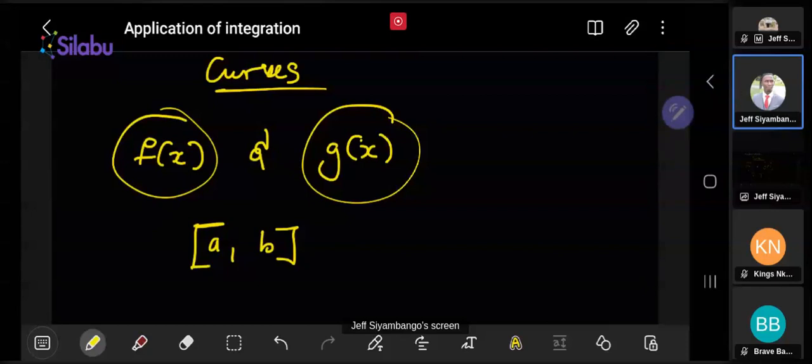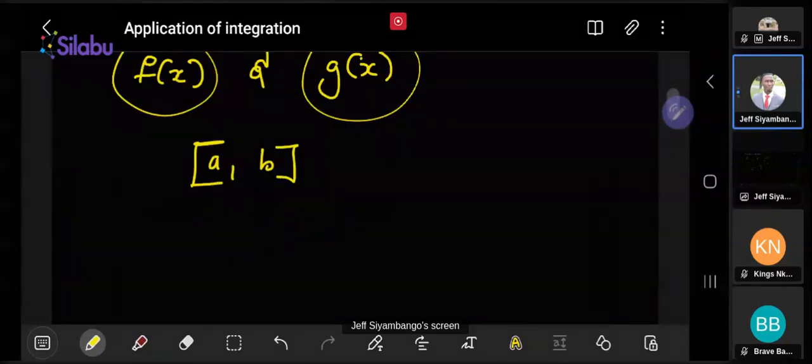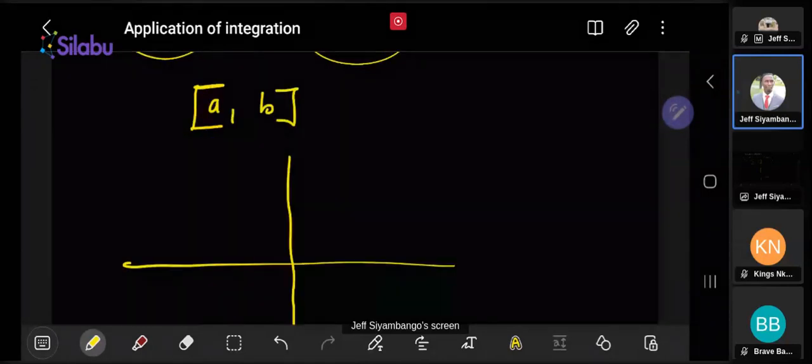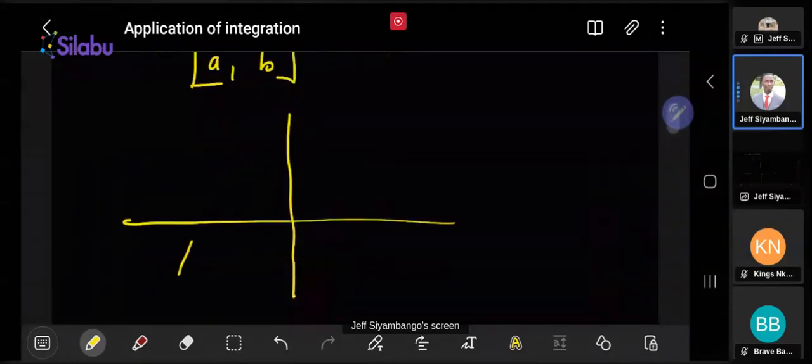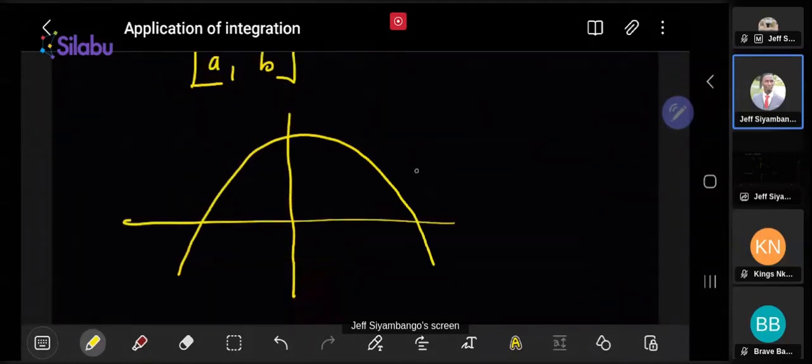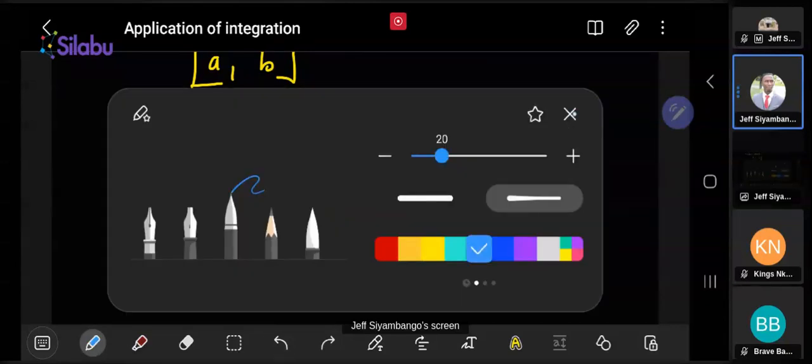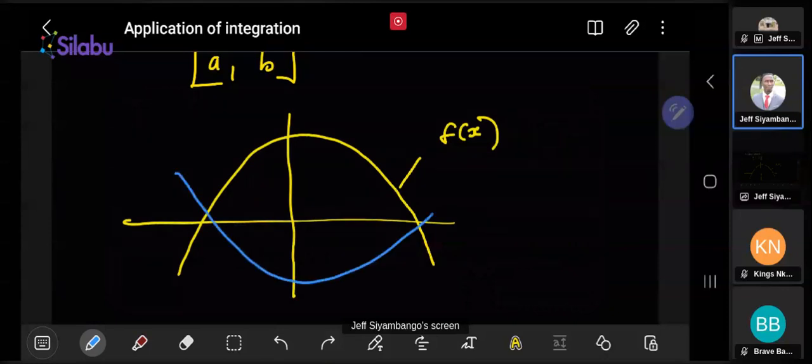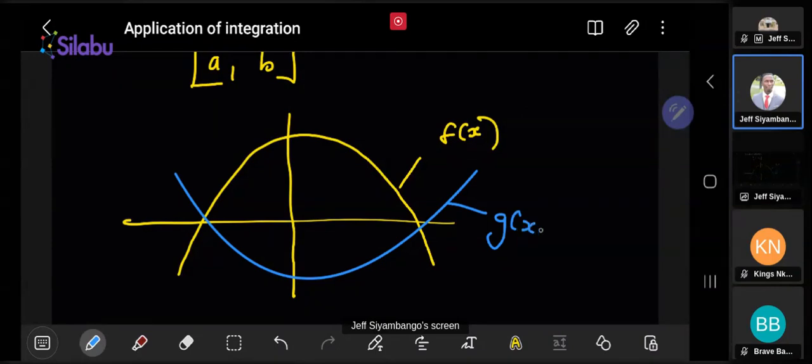Now, how does it work? Well, let's say this is our coordinate axis, and we have one function that is on top, something like this. Let's say this curve is f of x. And then let's say you have another curve, let's give it another color. Let's say you have another curve that is something like this, and let's say this is g of x.